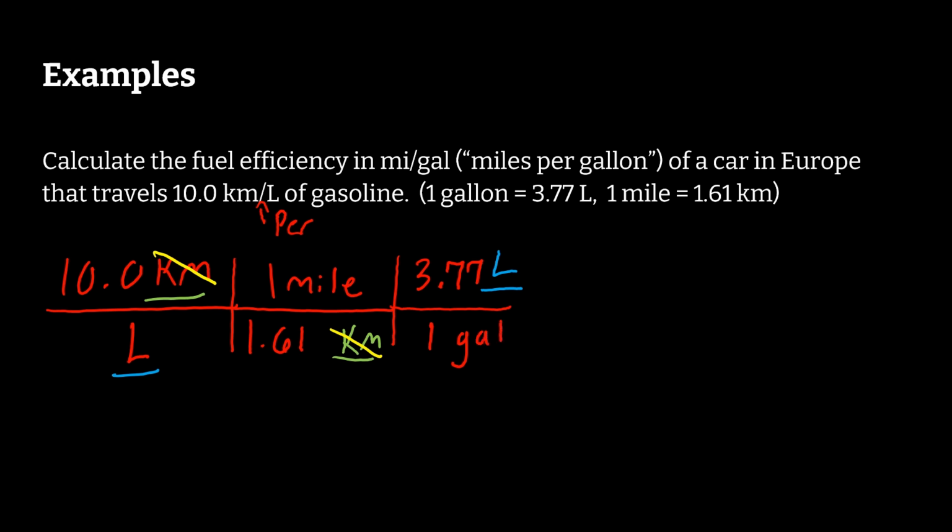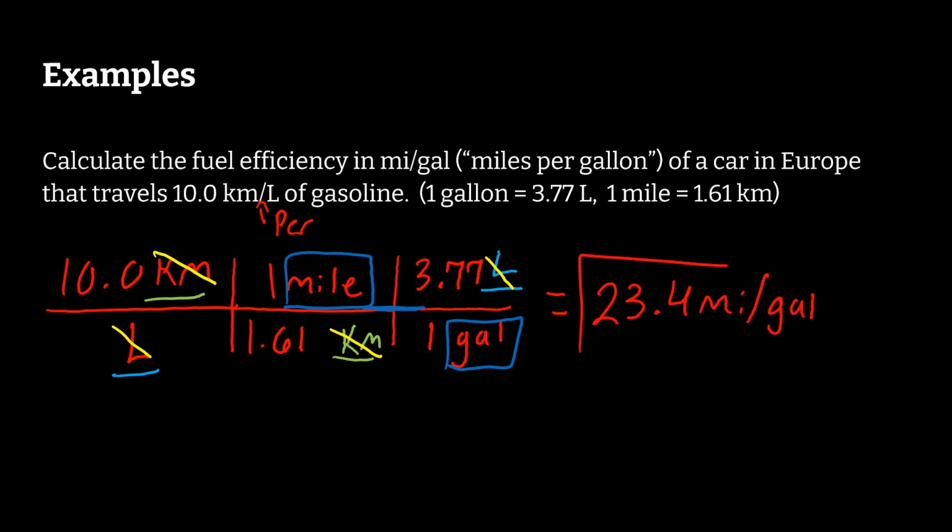And everything still ends up working out because the liters will cancel. And then if we really take a look at this, we will notice that we now have our miles per gallon. And that is exactly what we're trying to find. So now we're able to go ahead and solve. We're able to multiply the top, divide the bottom. So we get 10.0 times 3.77 divided by 1.61. And that will provide us 23.4 miles per gallon as the answer.